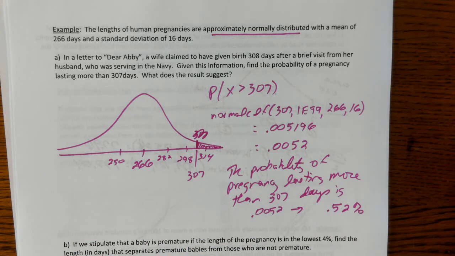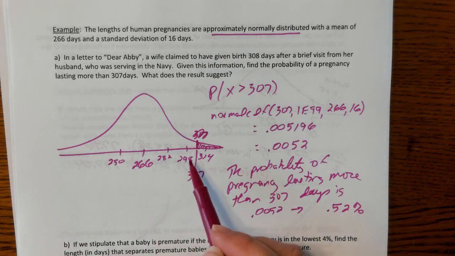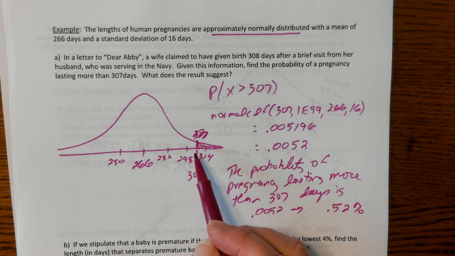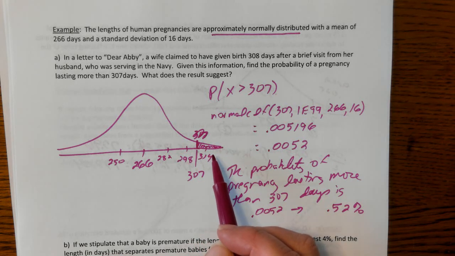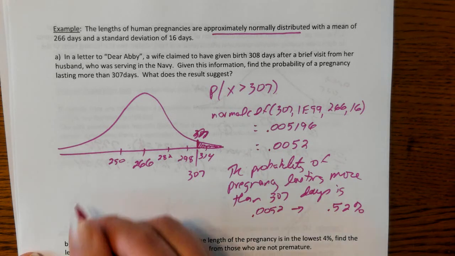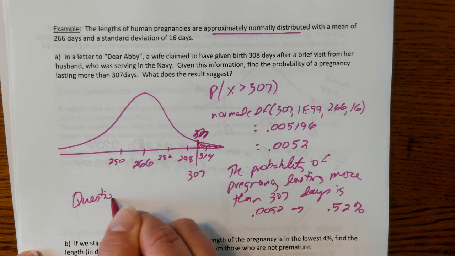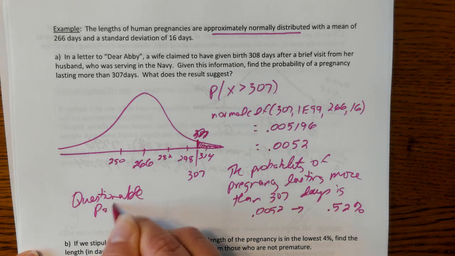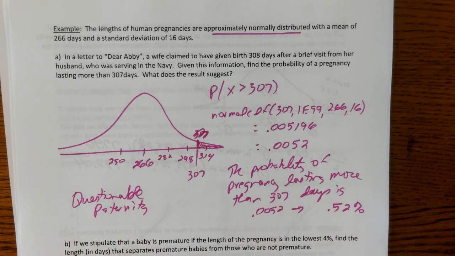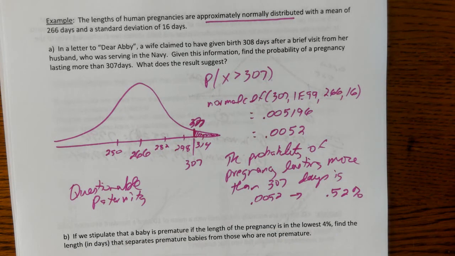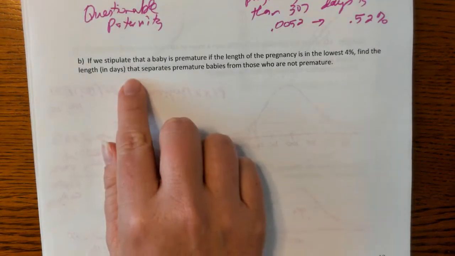So what does that tell us? That tells us that although it is possible for a pregnancy to last 308 days, it is a very small probability of that happening. So I would say in this case there is some questionable paternity. It's possible that her husband was home for that one-day visit, and it's possible that it's his baby, but it's not super likely. It's not a very high probability that the pregnancy would last that long. So we're not saying he's not the father, but we're not saying that either.